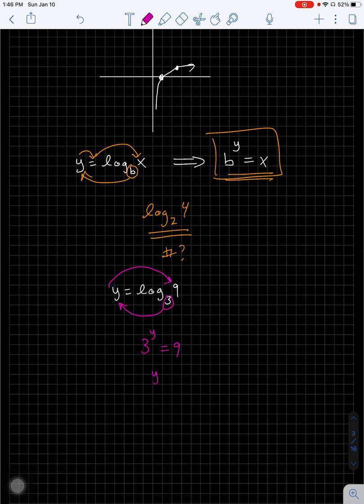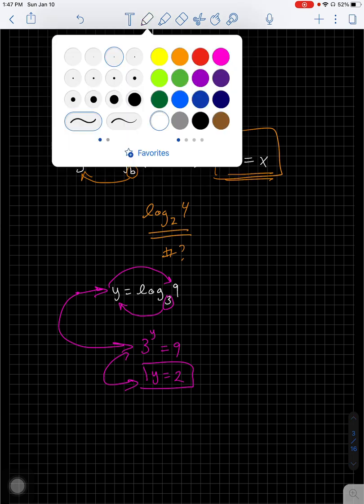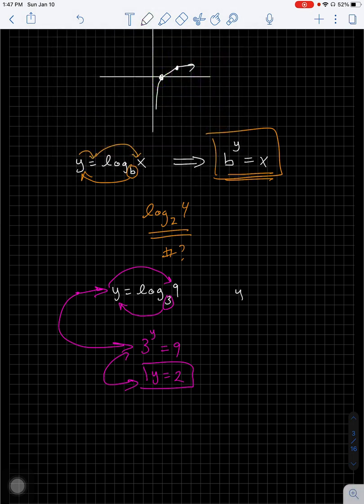Okay, if you think about it, y is going to be 2 because 3 squared is 9. So that's the idea: sometimes it's not clear what this is in this form, but if I can rewrite it in exponential form, sometimes I can eyeball it. Now, sometimes you can't. Let's go back to my original problem, because I made a mistake when I meant to put 3 there. Let me show you why I wanted to change it.